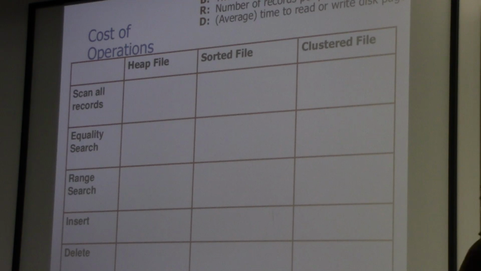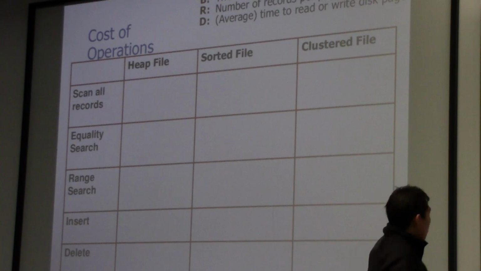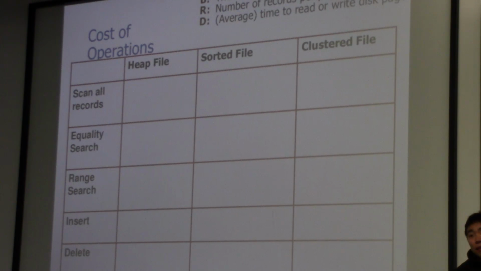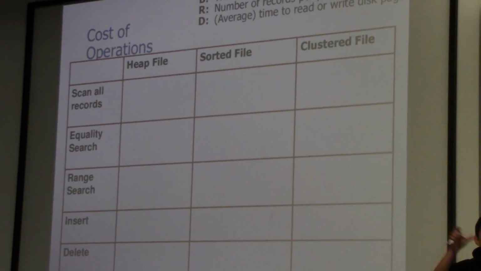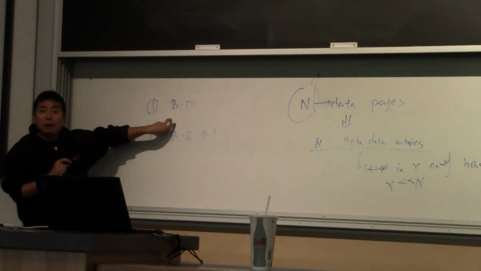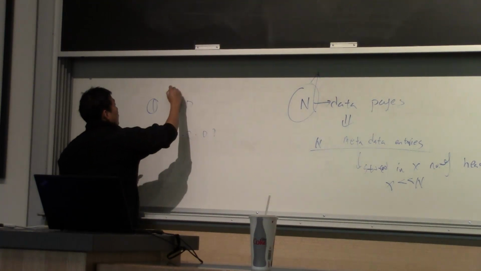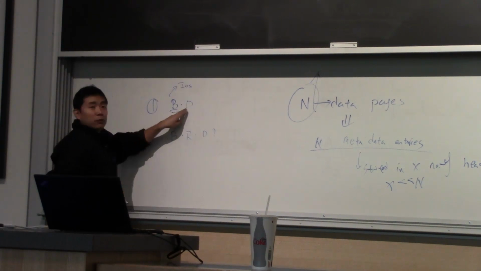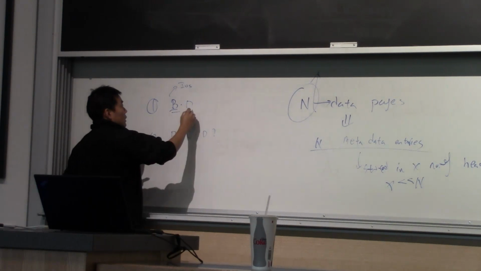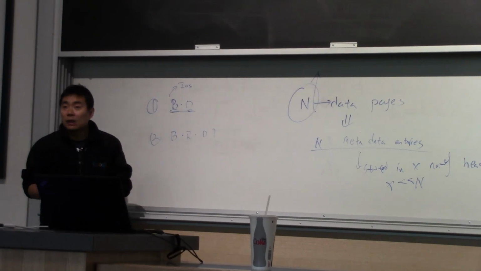So let's look at this carefully. B is the total number of pages you have. To scan all records, you need to fetch all those pages from disk into main memory. So you need to do this many I/Os, and for each I/O you pay D time, so it's roughly B times D.